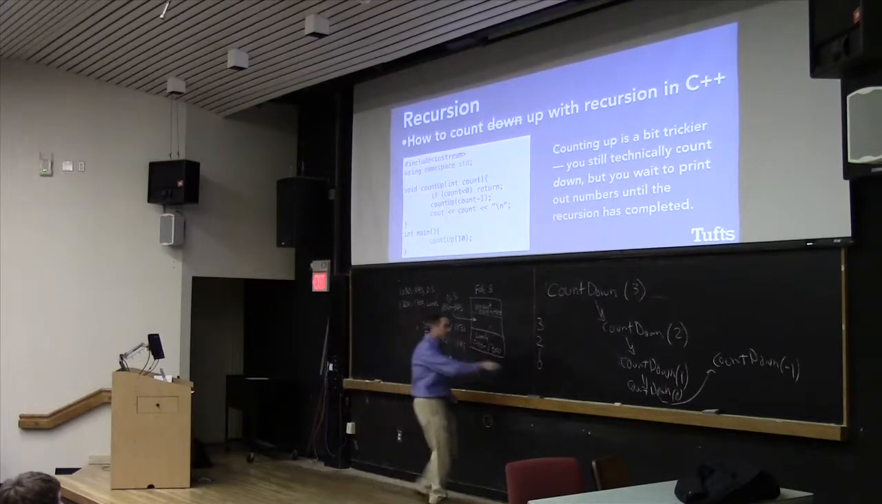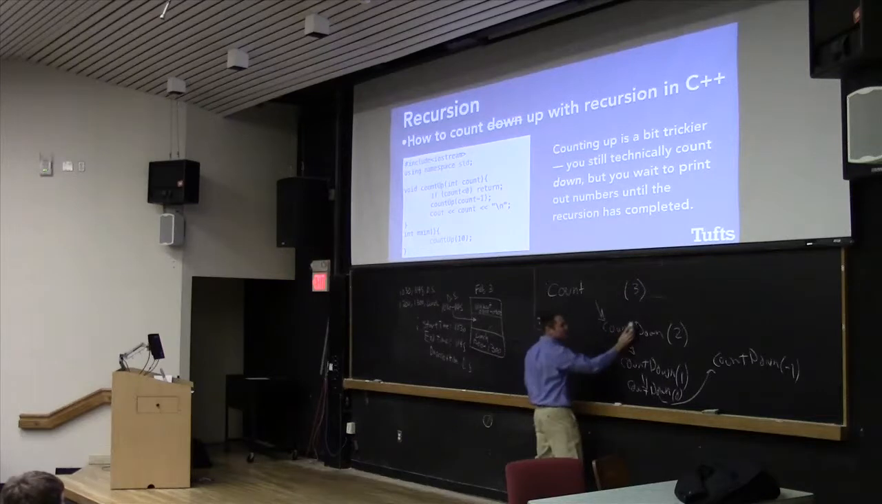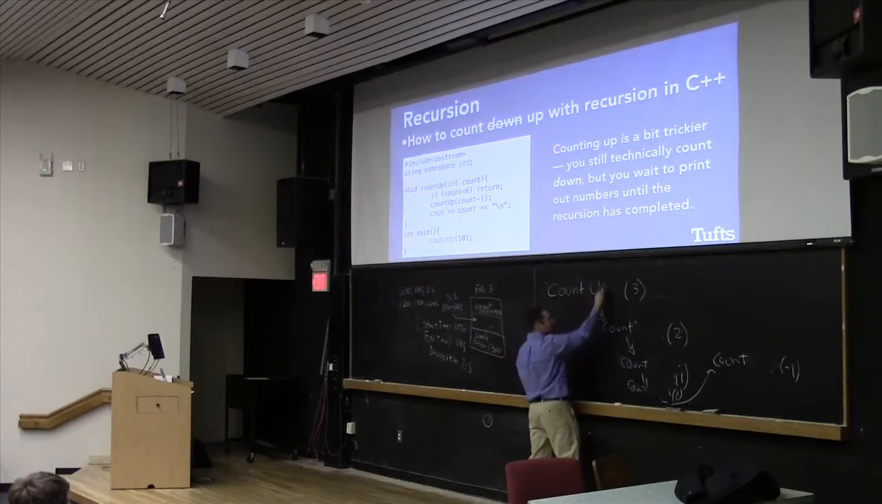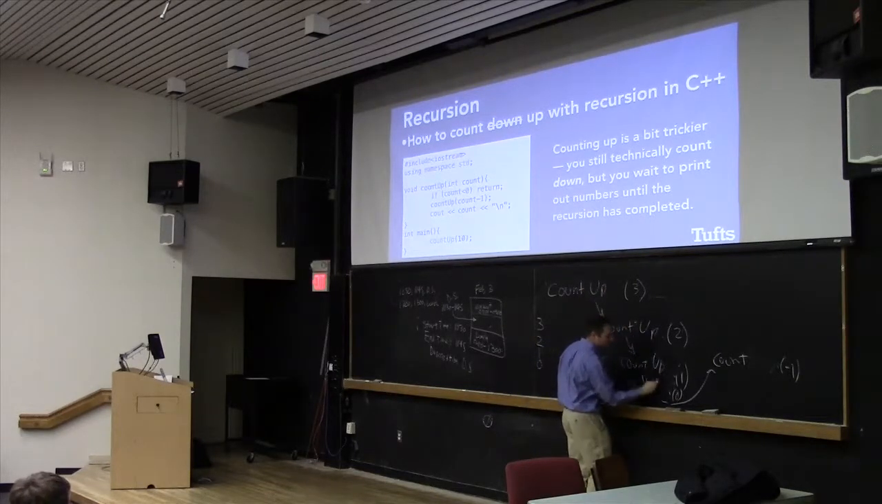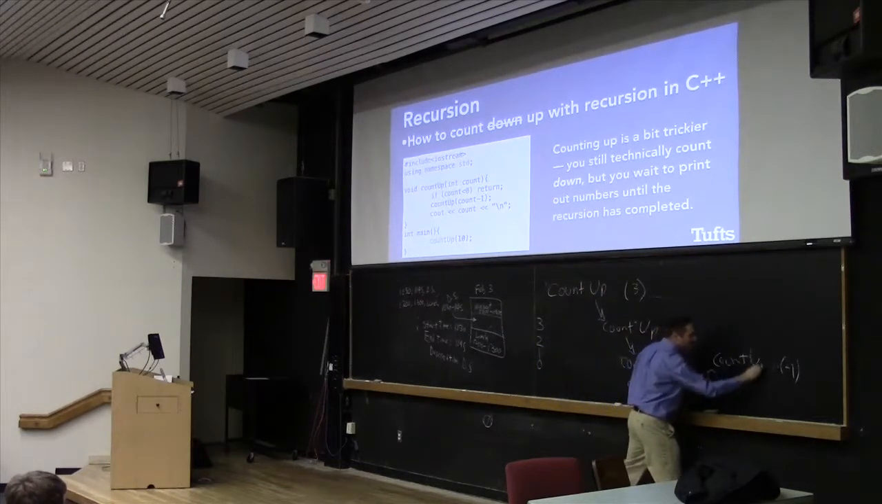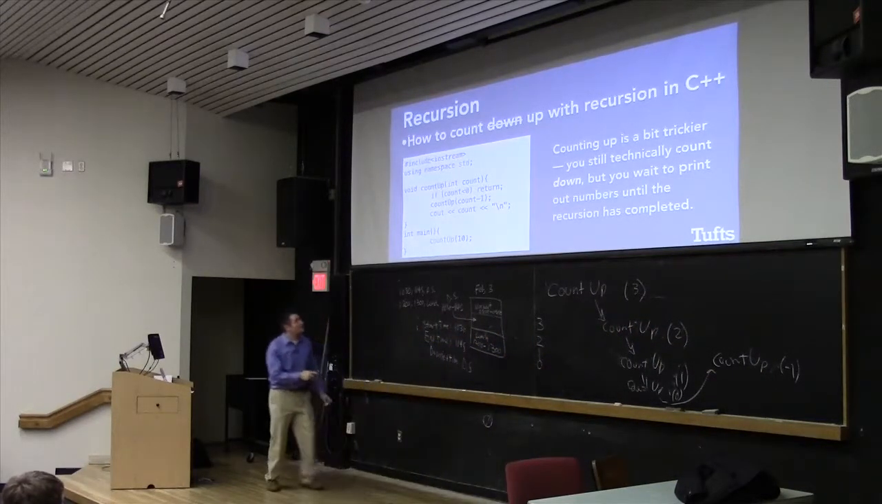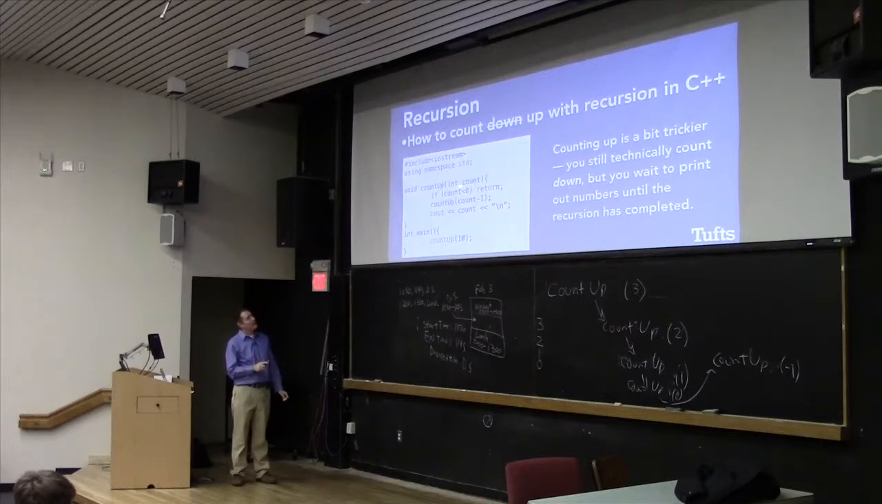Let's go through what's happening here. Instead of downs, these are all now going to be ups. Count up, up, up, up, up, and up. All right, we count up. If count is less than 0, so we're going to do from 3 again. If count is less than 0, return. We're not. Count up, count minus 1.